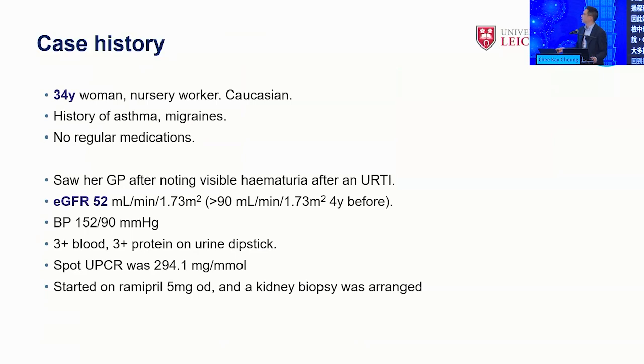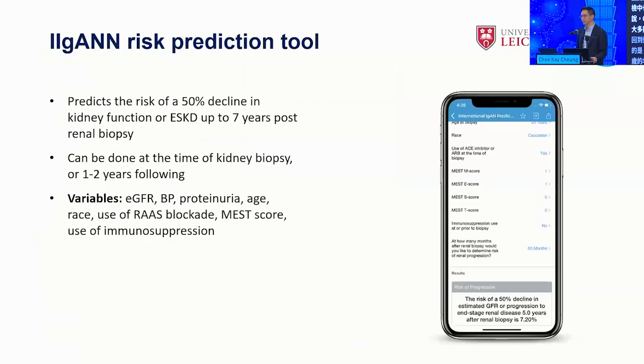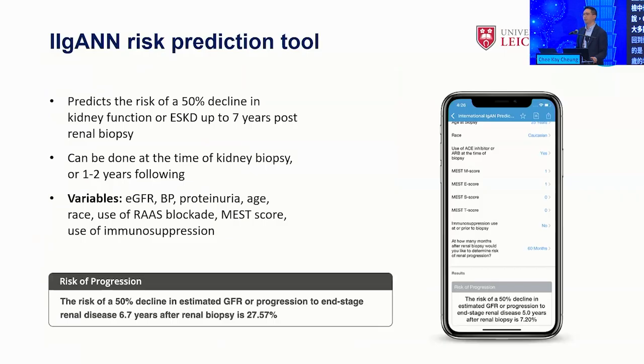And also, she's already lost a significant amount of that kidney function before we can even escalate and start therapy on her as well. So there is an urgency to treat in this patient. So we put her characteristics into the risk prediction tool, and this showed that she had a risk of a 50% decline in GFR or kidney failure at around 30%. So around a 1 in 3 chance of reaching those endpoints within 7 years.